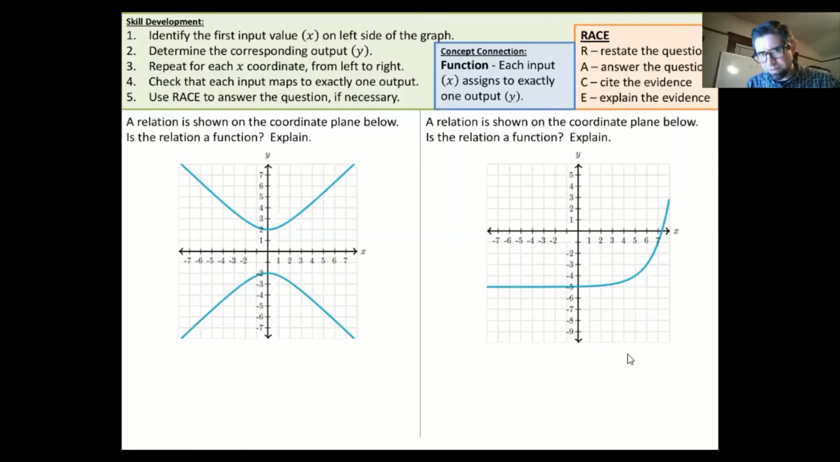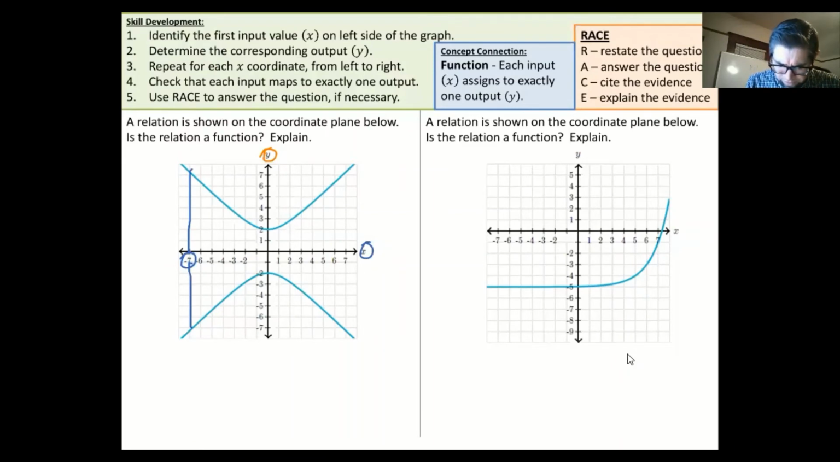So let's go through our steps. Step 1, identify the first input value, x, on the left side of the graph. Well, our input values are the x values. I'm going to go all the way to the left-hand side over here to -7. Now, if -7 is my input, step 2 says determine the corresponding y output. The y values are here on this y-axis. So if the input is -7, already I can see there's something off here. I can go both up to this relation or down to this relation. Now, that's mathematically allowed, but is it a function?